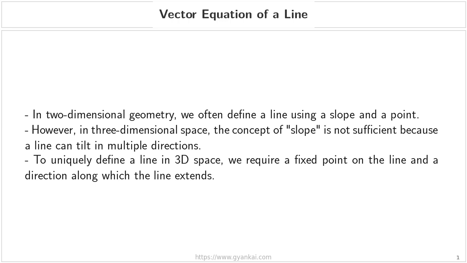To uniquely define a line in 3D space, we need two specific pieces of information. First, a fixed point that we know lies on the line, and second, a direction vector that tells us exactly which way the line extends. In the next few slides, we will break down how we use these two components to build a complete vector equation.